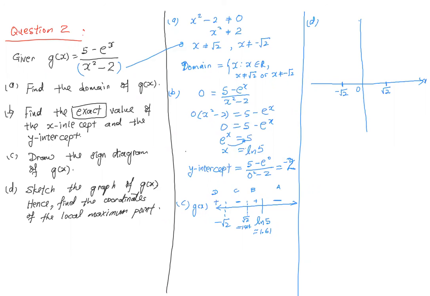Yes, what should I put? A vertical dotted line, because these are the vertical asymptotes. Am I right? Yes. Then one more. I should mark down a point, ln 5. Did I mark it correctly?